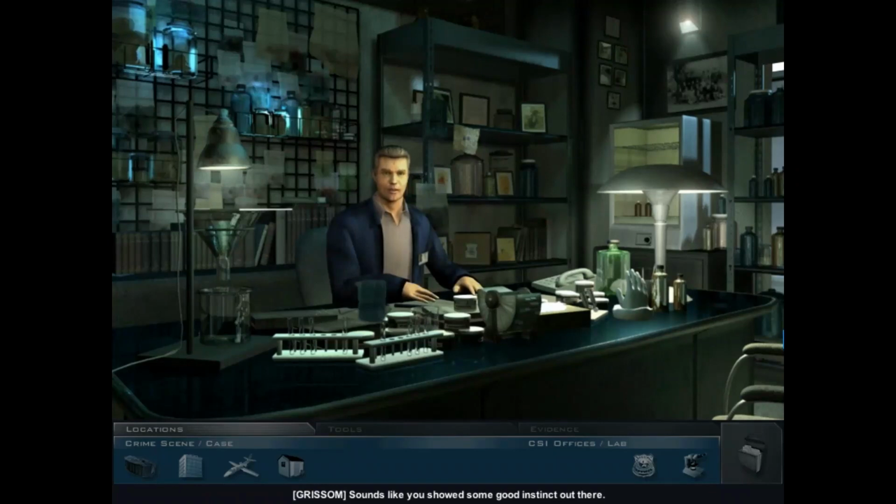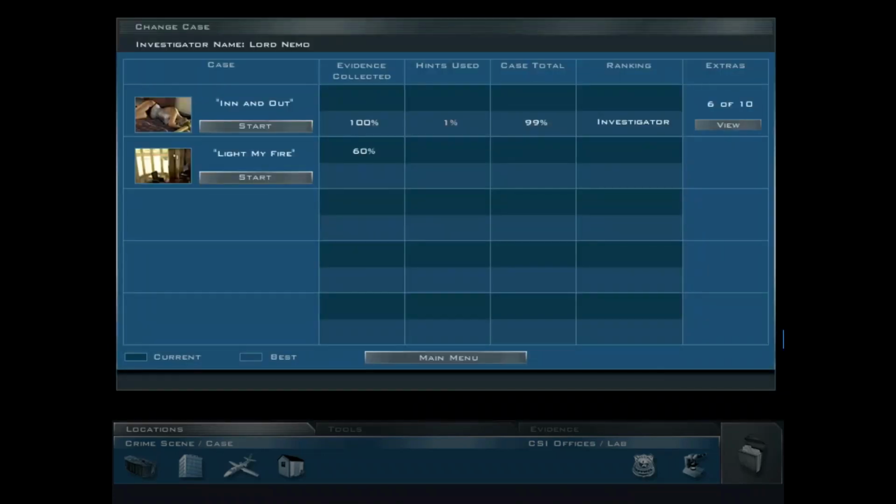Sounds like you showed some good instinct out there. But before you let it go to your head, let's take a closer look at how you did. Good work. Only a few things you left unexamined. Try to be more thorough next time.